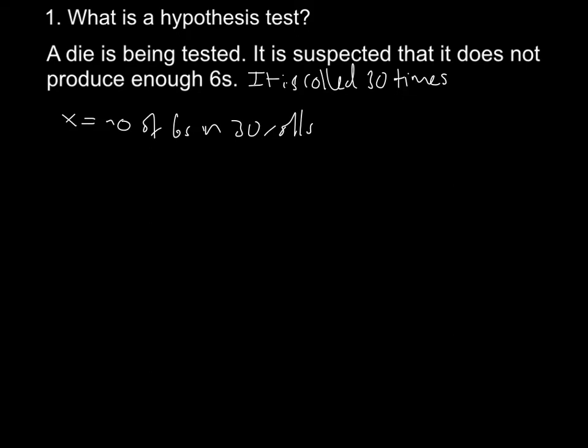Now, we need to make our hypotheses. We need to say what our null hypothesis is, so this is what we assume to normally be correct. So our null hypothesis is that the probability of rolling a 6 is a sixth. And our alternative hypothesis is reflected by what's in the question. It says that it's suspected that it does not produce enough sixes, so the alternative hypothesis is that actually the probability of rolling a 6 is less than a sixth.